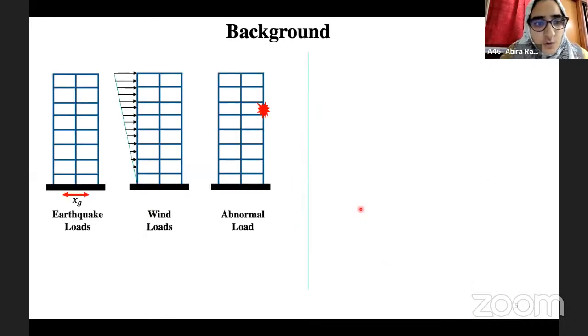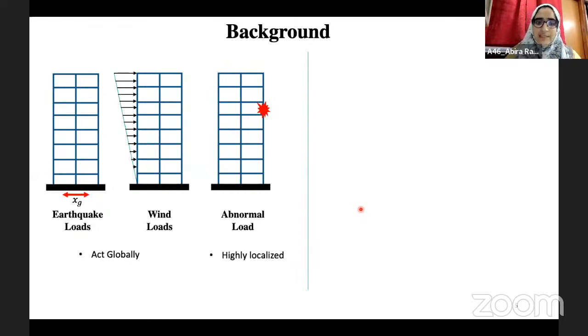So what happens during this abnormal load, and how is it different from other types of loads like earthquake loads and wind loads? First, earthquake and wind loads act globally on the entirety of the structure, but this abnormal load, which can be anything and is not defined, is very highly localized. Another difference is that, depending upon the geographical location, a structure might envisage earthquake or wind loads. Hence, they are anticipated loads and can be taken into account at the design stage of the building. But these abnormal loads are unanticipated, and normally they are not taken into consideration at the design stage.